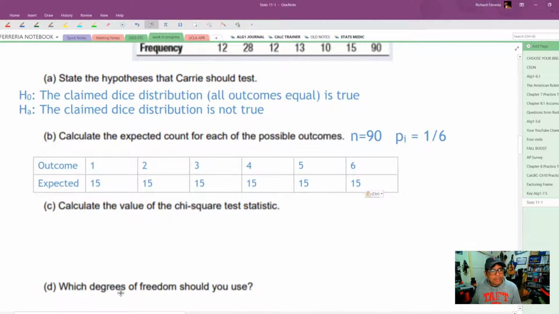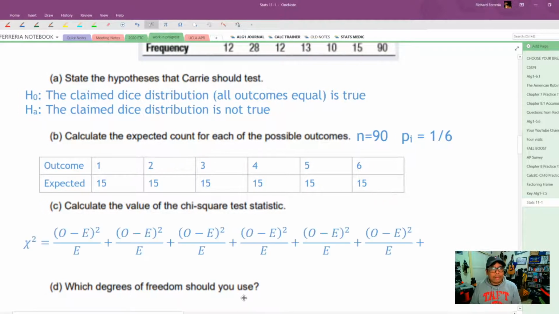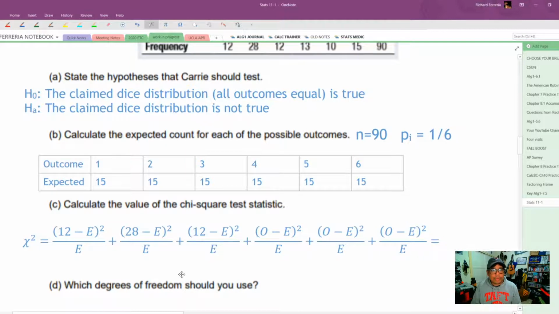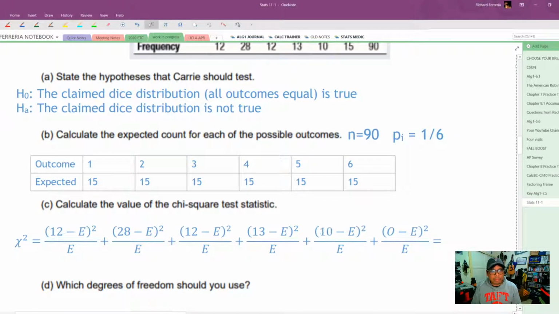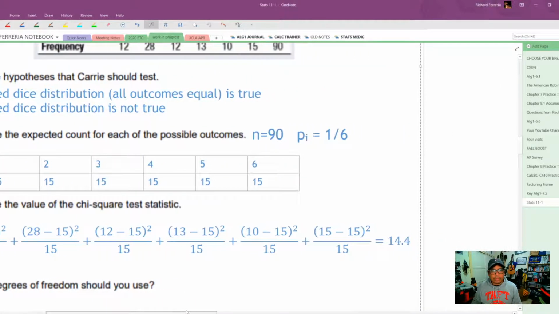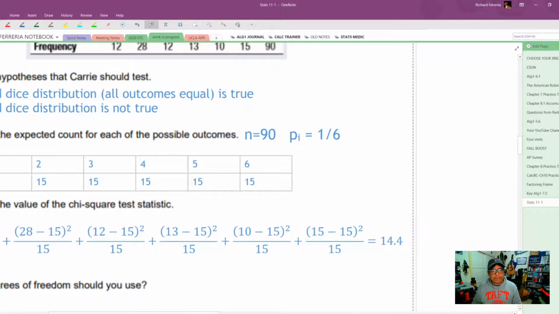Let's move on to calculate the value of the chi-square test statistic. Typically, we would have all the observed and expected in this formula, adding them all together, of course. Then we're going to substitute each observed value. Then we'll substitute all the expected values. And then we'll put this long string into our calculator. And that gets us that our test statistic is 14.4.